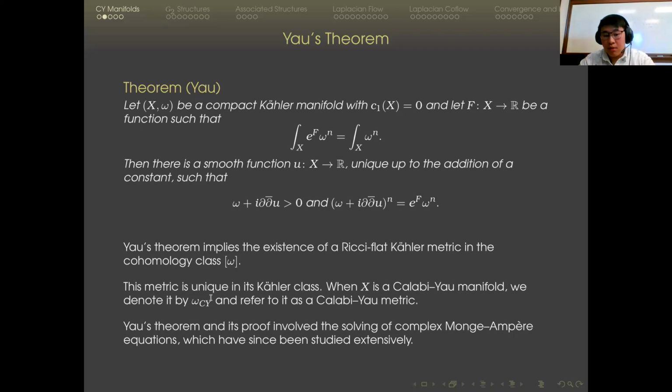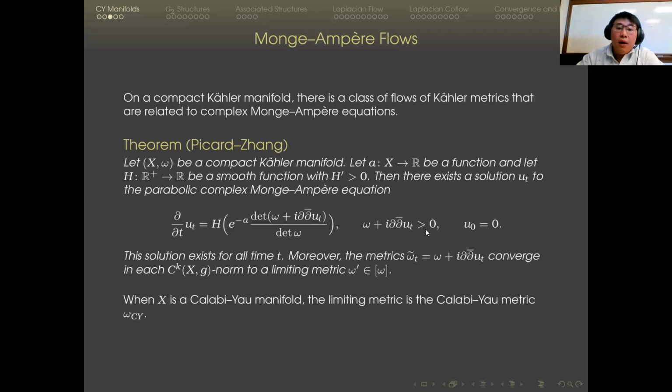And the way that Yau's theorem has been proven, at least one way, is by solving these complex Monge-Ampère equations, and these have been studied extensively. What we want to do is look at these complex Monge-Ampère equations involving the determinant of omega plus i partial partial-bar of some function, and see where that gets us. So more recently, we have these Monge-Ampère flows. These have been studied by Sebastian and Xiangwen Zhang. So what they do is that we work on a compact Kähler manifold.